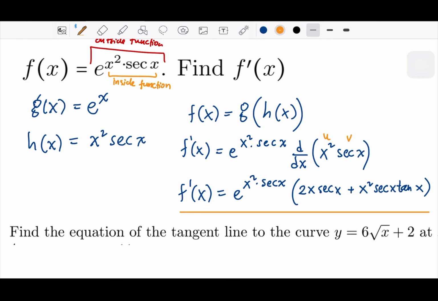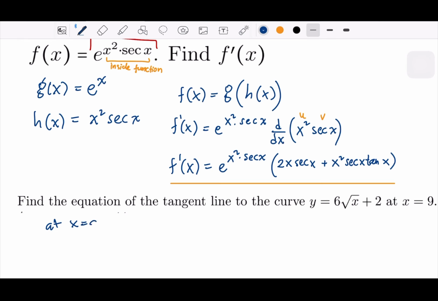The second question, I think we can start with the question that asked before, what is y? We can just plug in the x. So at x equal 9, y is 20, right?